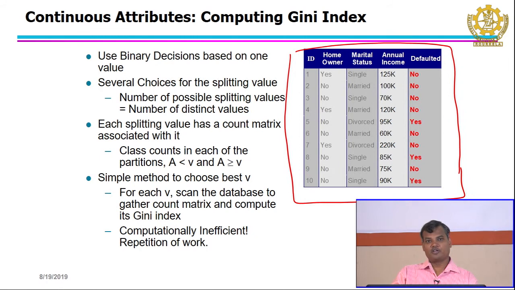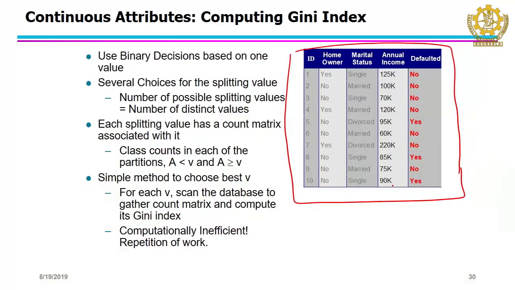Now, for a continuous value, what can be done is we can have a binary split. We have the income, starting from 60 k, and let us say the highest I can see is 220 k. So, we can have a 2-way split. One can be above 90 and another below 90.